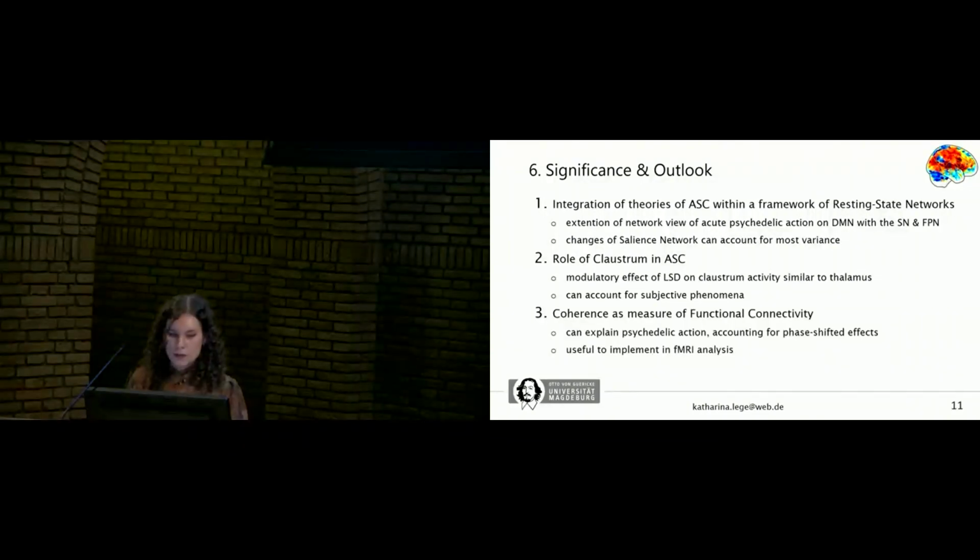And third, I want to emphasize the use of coherence as a possible measure of functional connectivity instead of the conventional Pearson's correlation. So it can explain the action of LSD as it's accounting for phase-shifted effects in signal propagation. And it can also show us which regions correspond with each other based on their signal content. So we can use this as a basis for further analysis. So again, coherence might be useful to implement in fMRI analysis.